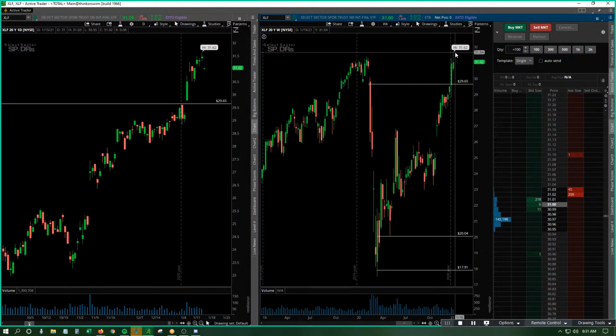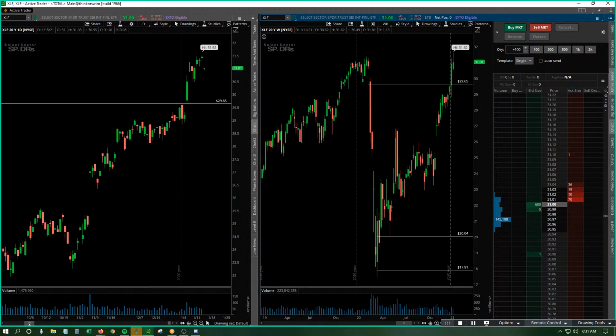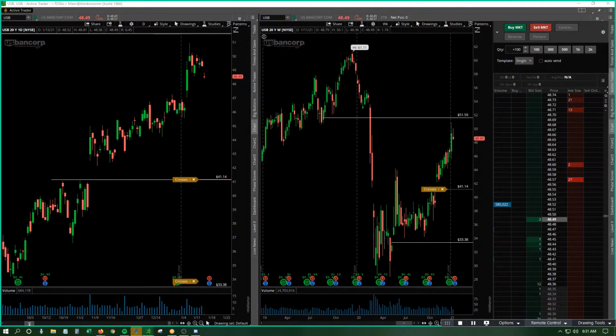XLF actually made a new high yesterday. Gapped down and pulled back a little bit. Not much to do at the moment on that. What else is there? USB. He didn't report, but they pulled back. So all banks are pulling back.